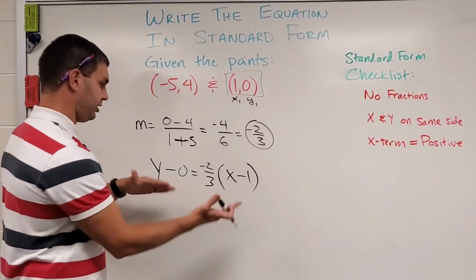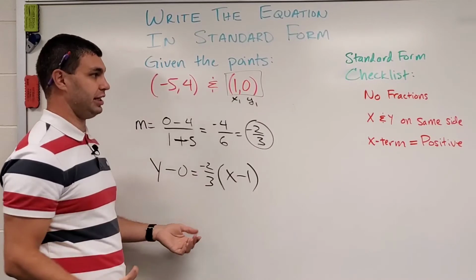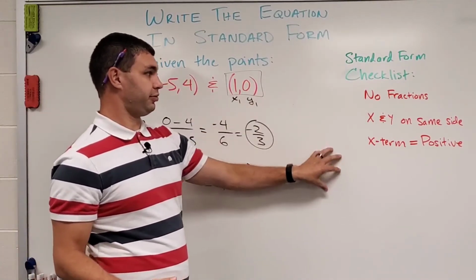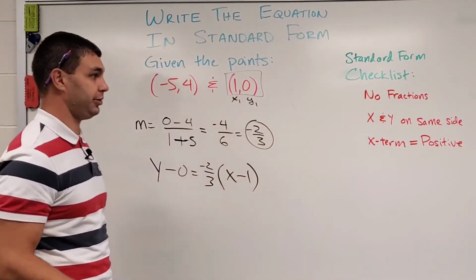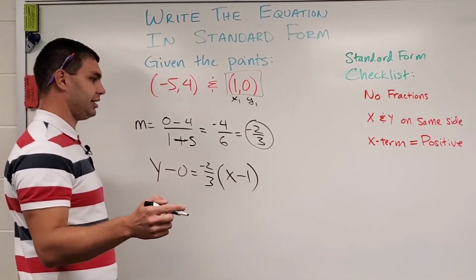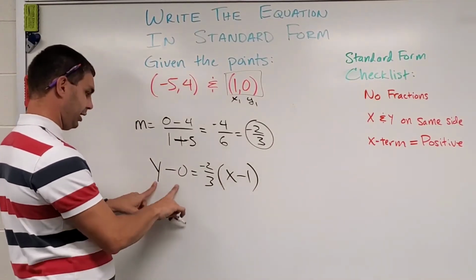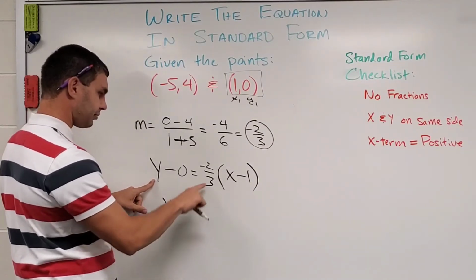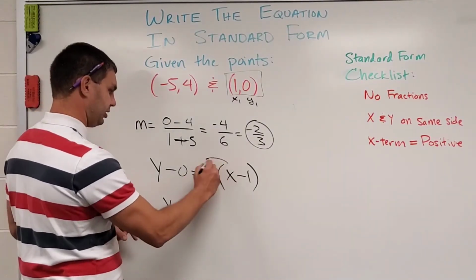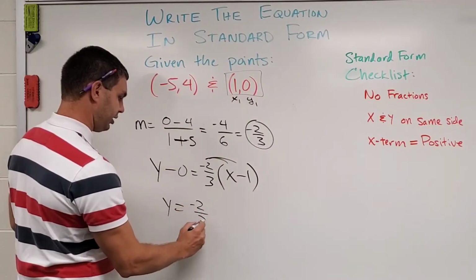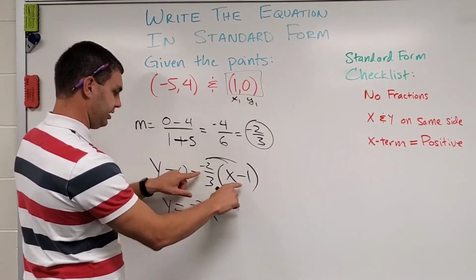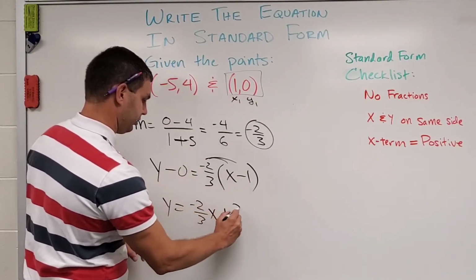Okay. But once it's in point slope, we have to rearrange this now so it's in standard form. Here's my standard form checklist. Right. We can't have fractions. X and y have to be on the same side, and our x term needs to be positive. Okay. So let's do that. Well, y minus 0, that's just y. And then over here, I can distribute this -2/3 in to become -2/3 x, and negative times negative is a positive 2/3.